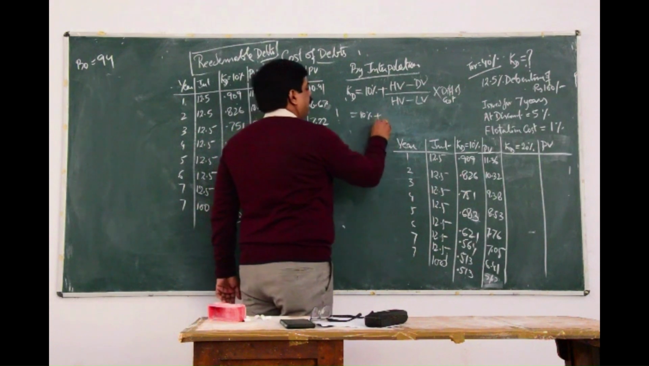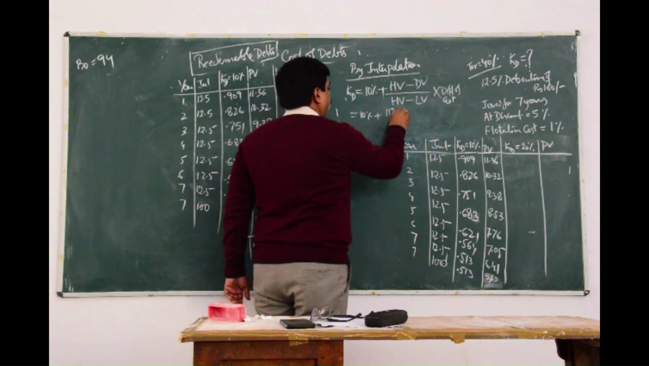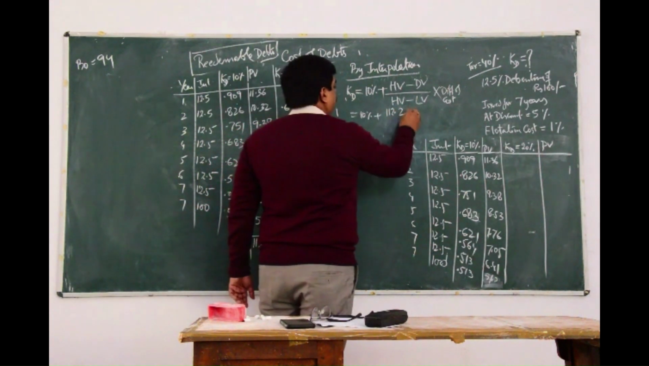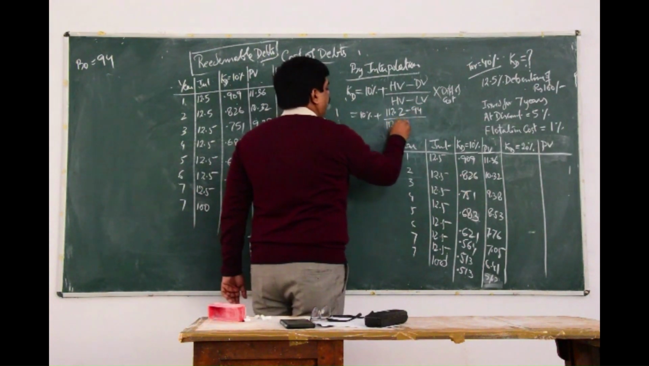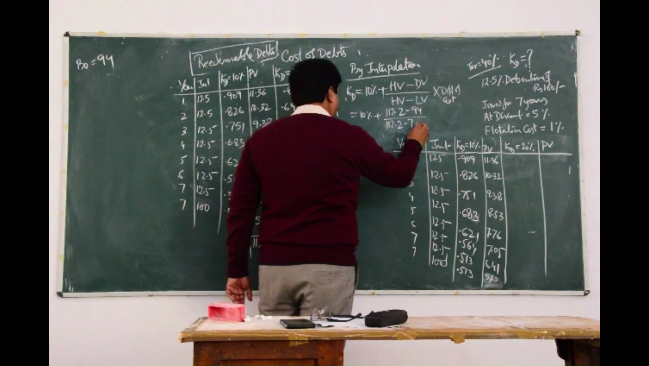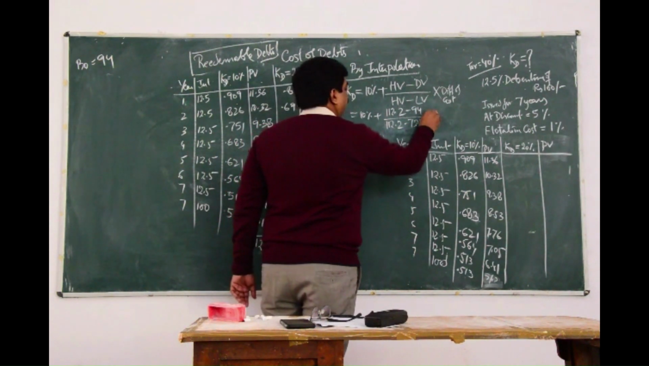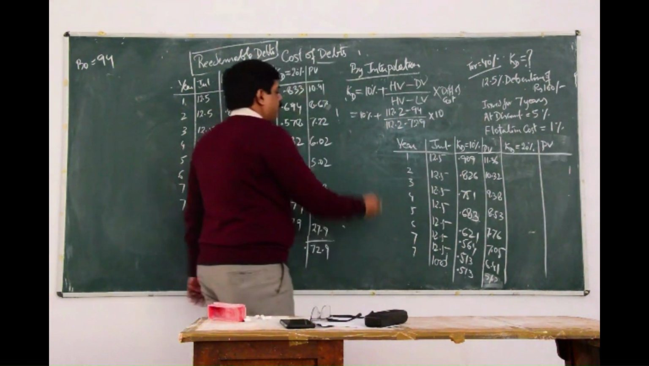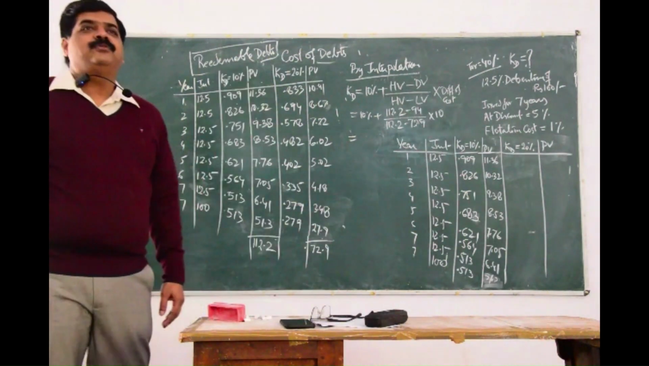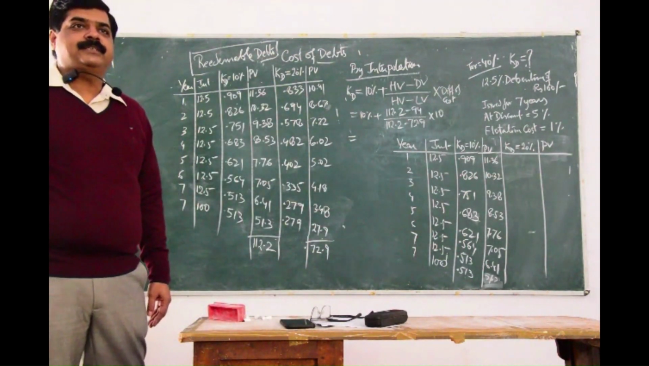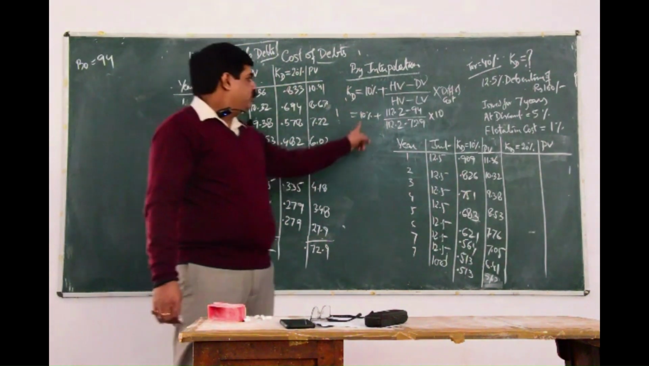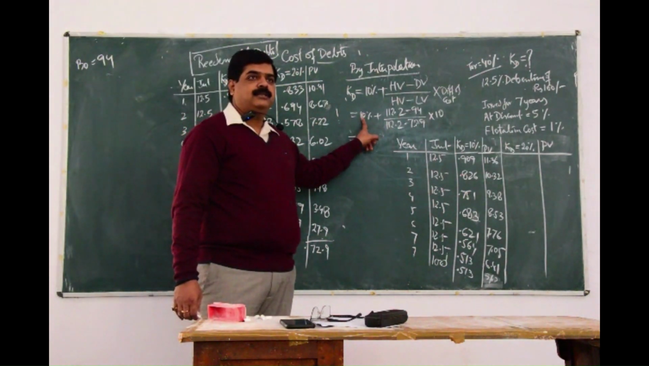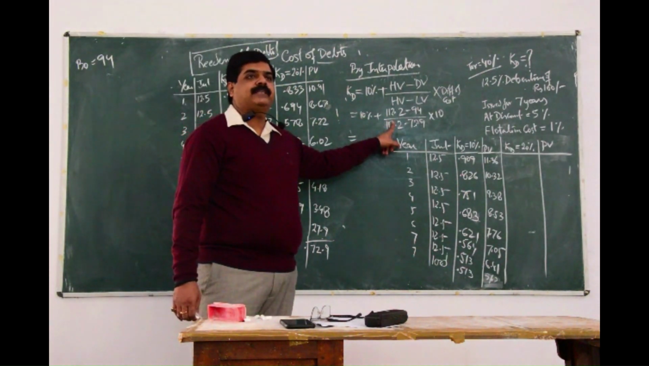10% plus higher value 112.2 minus desired 94, divided by 112.2 minus 72.9, multiplied by 10. You calculate this, it is 4.66. Adding it to the 10%, that means it comes to 14.63.